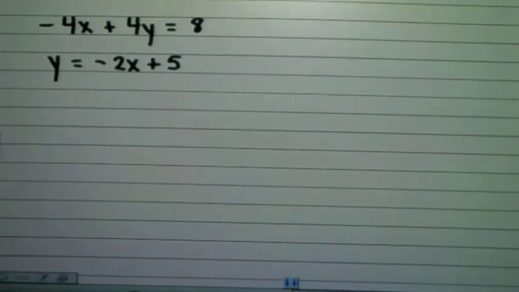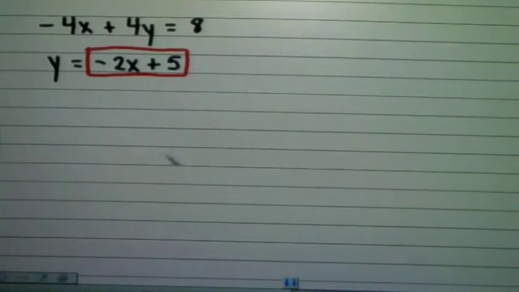Okay, let's look at a second equation. We've got negative 4x plus 4y equals 8, and y equals negative 2x plus 5. We're going to use substitution again because we have one that's in standard form and one that's already solved for y. So substitution is going to be our best choice. So since this one is y equals, I'm going to take this negative 2x plus 5 and I'm going to substitute it in for the y in the first equation. Let's see what that looks like.